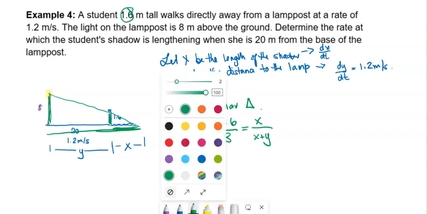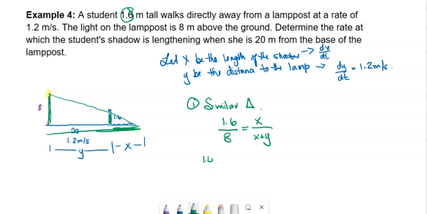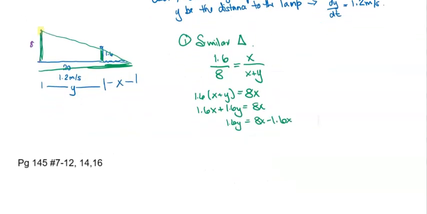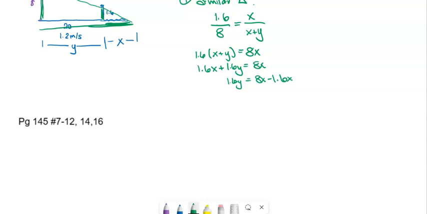Okay, so I'm going to rearrange to solve. So I've got 1.6 times x plus y equals 8x. 1.6x plus 1.6y equals 8x. And 1.6y equals 8x minus 1.6x. 1.6y equals 6.4x, y equals 4x. So this is the relationship that I'm going to end up using.